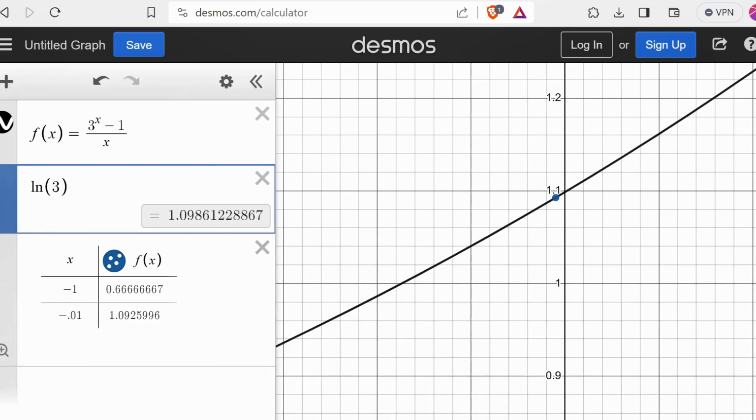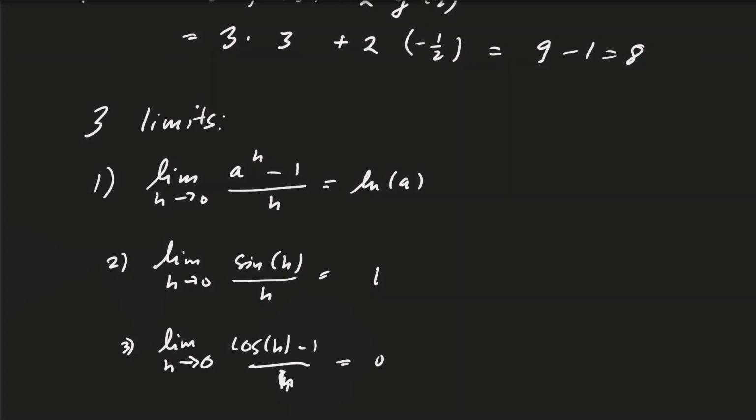Alright, so in Desmos then we've seen that these three limits hold. We're going to be using these three limits to talk about some of the derivatives. Alright, so that's what's going to be next.